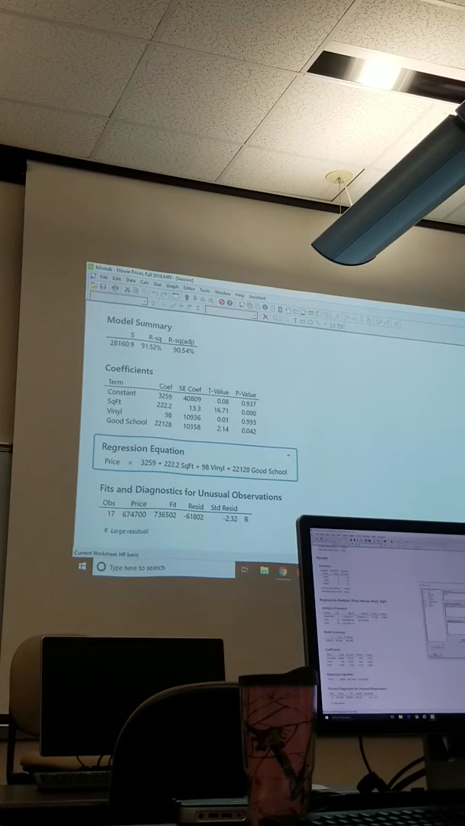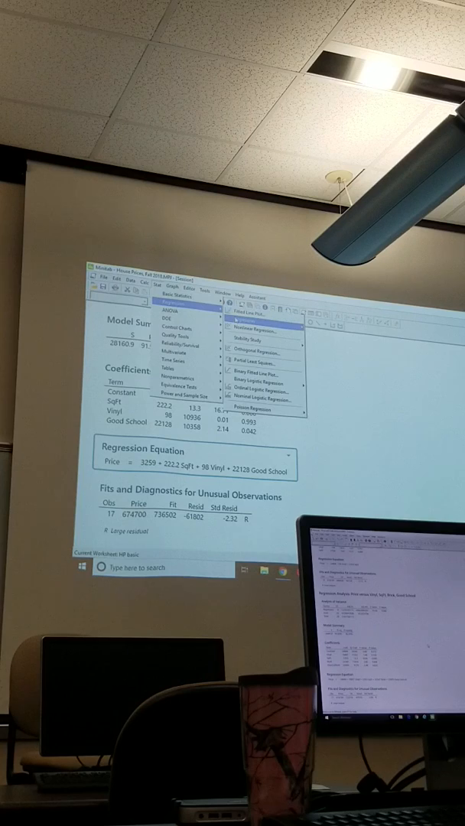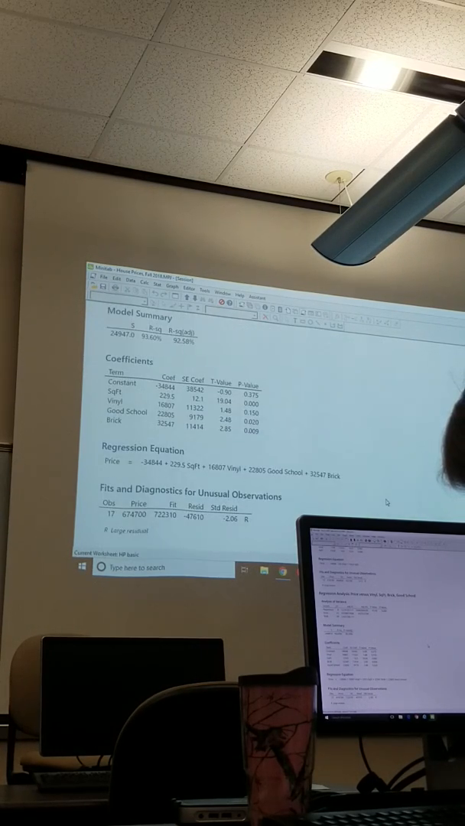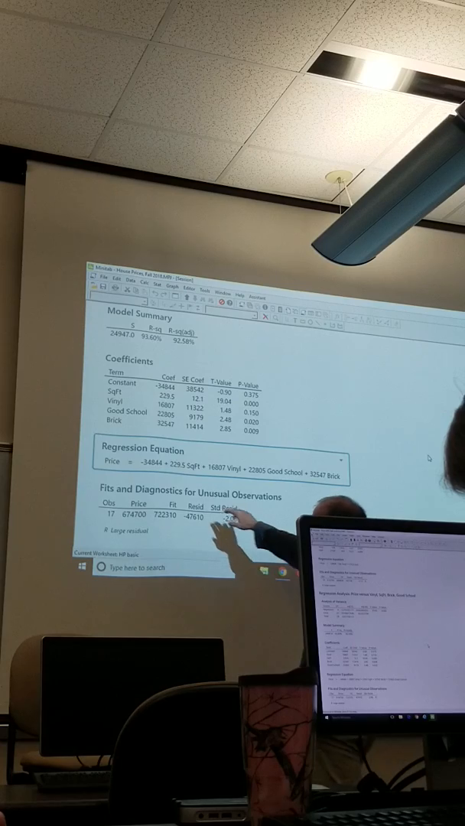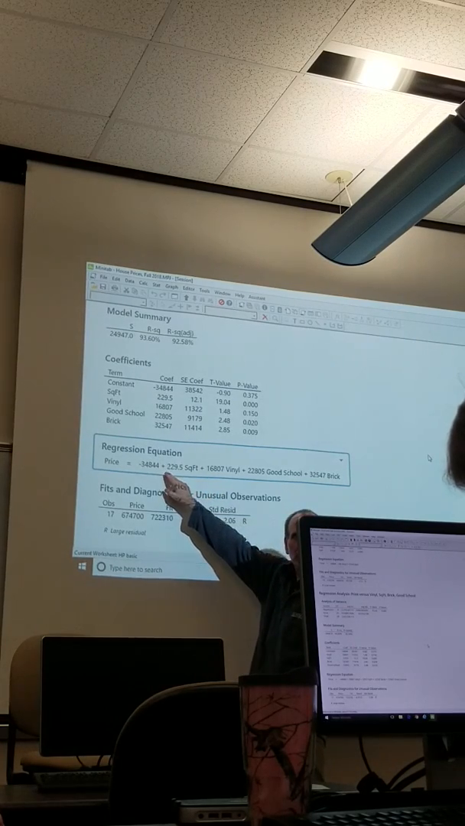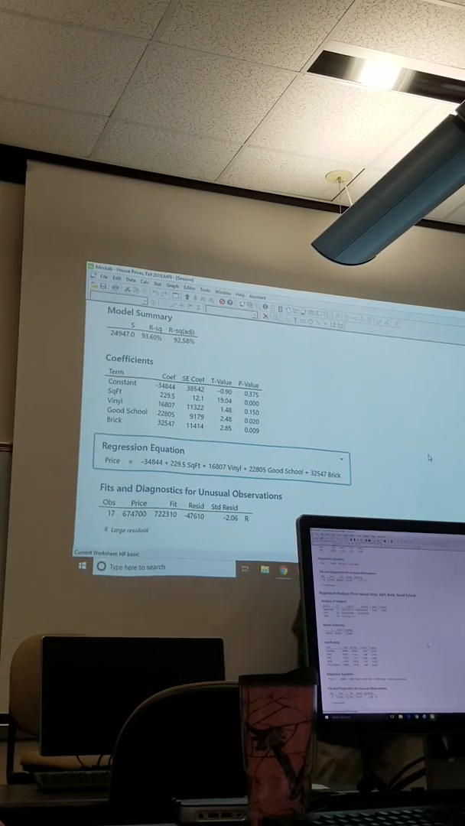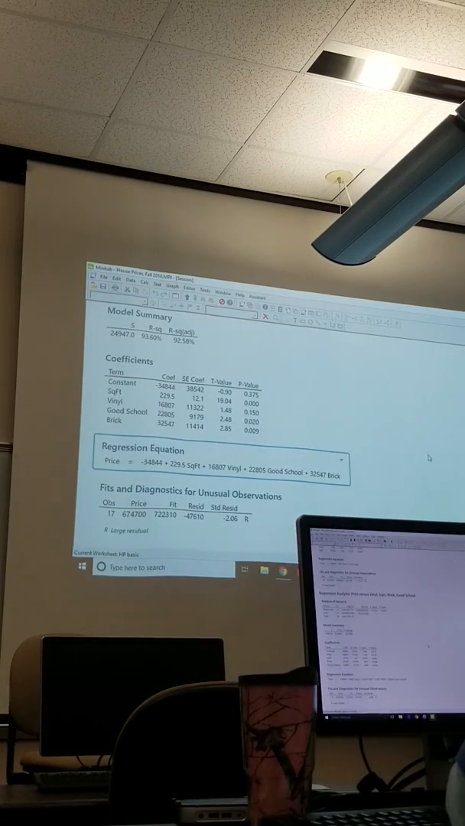So once we do that, again, I'm gonna do the same thing, I'm just gonna go ahead and put brick in there as well. And good school. So, we get ourselves a regression equation. Did y'all get this equation? All right. Notice the coefficient on square footage about the same as it was before, 220 something. That's a good sign again. You don't want your coefficients to change dramatically just because you put in something else.